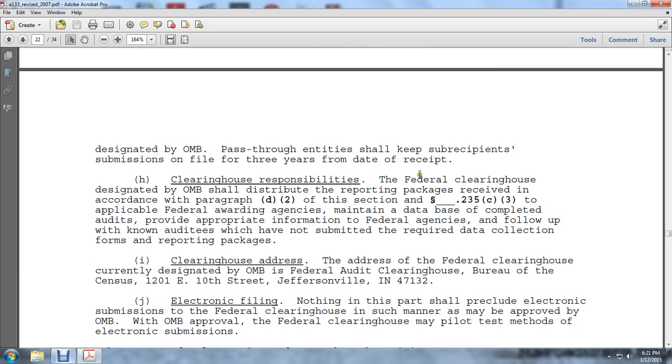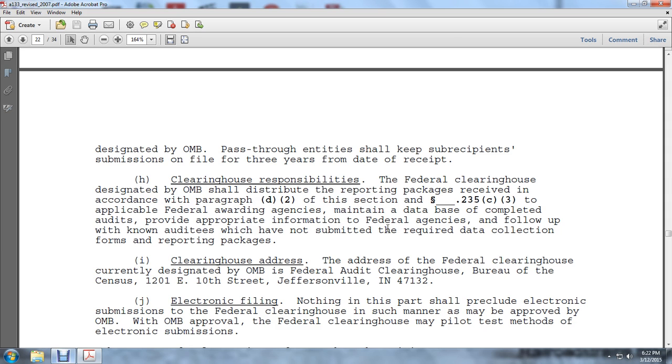Clearinghouse responsibility. The federal clearinghouse designated by the Office of Management and Budget shall distribute the reporting packages received in accordance with paragraph D2 of this section and Section 235C to applicable federal awarding agencies, and maintain a database of completed audits, providing appropriate information. Federal agencies shall follow up with known auditees which have not submitted the required data collection forms and reporting packages.